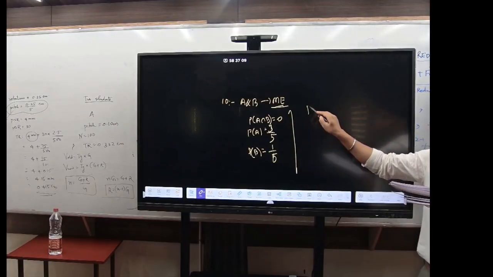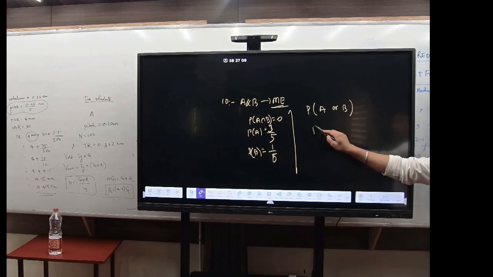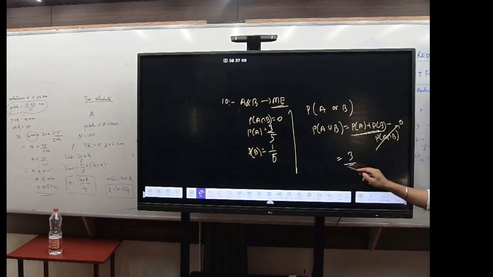What you have to find? P of A or B. Or means union. Basically I have to find P of A union B. And what is P of A union B? P of A plus P of B minus P of A intersection B. But since it is mutually exclusive, this value will be 0. So this is nothing but P of A plus P of B. Put the values. So what is the answer? 4 by 5. Easy.